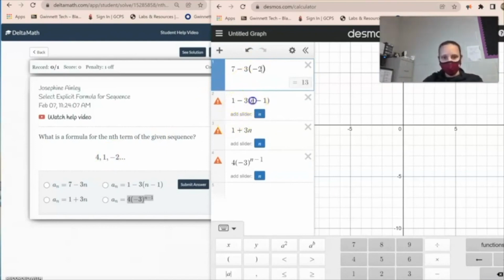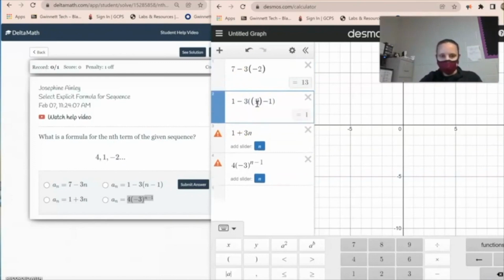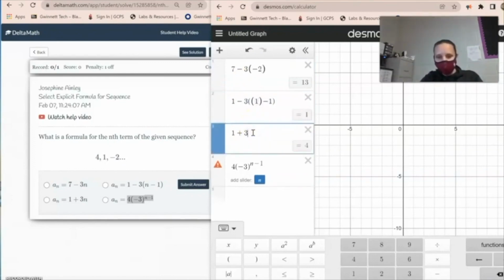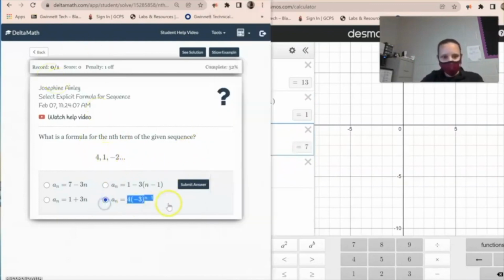Now I'm going to check B. Wherever I see n, put it in parentheses. I'm going to put the first term. Do I get 4? I don't, so it's not that one. I'm going to go to C, put parentheses where n is, and put in 1, 2, and 3, and see if I get these numbers. For 1, do I get 4? I do. For 2, no, I need to get 1, not 7. So the answer must be this last one.